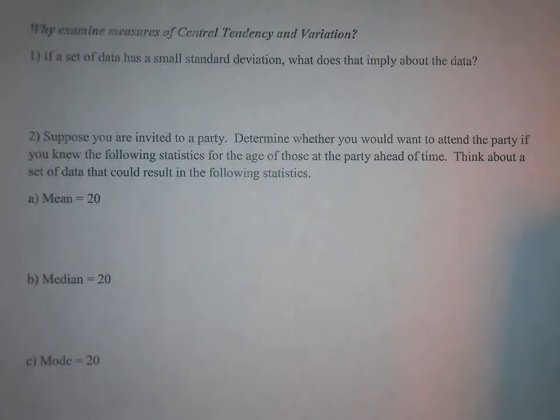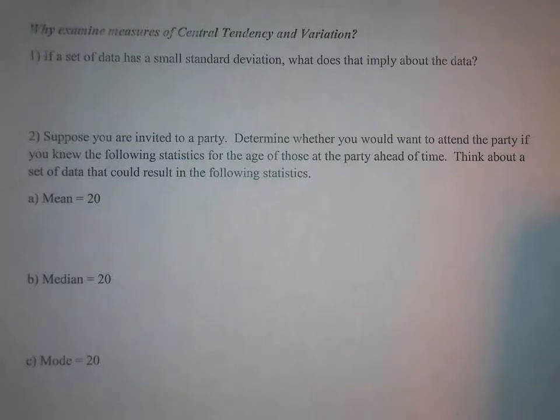One concept that is essential to understand is the idea of why we look at measures of central tendency and variation together and not just one or the other. So if a set of data has a small standard deviation, what does that imply about the data? Well, remember, standard deviation measures how spread out the data is, or the variation within the data set. Another way to think about standard deviation is an average distance from the mean. Okay, so the average distance that a data value lies from the mean.